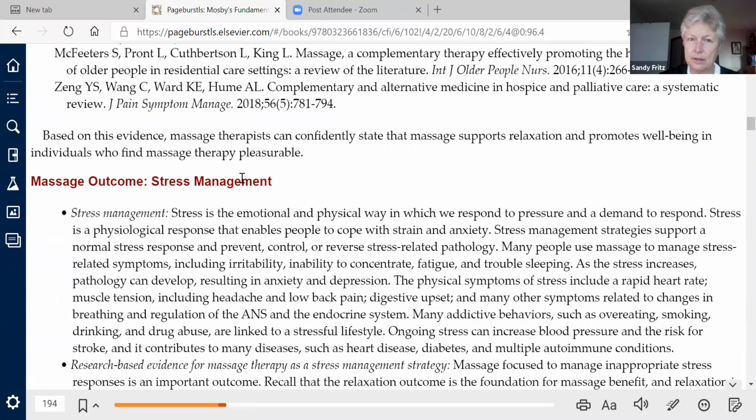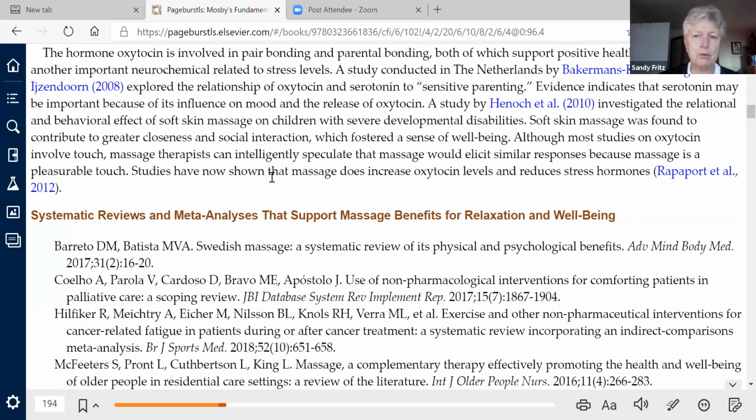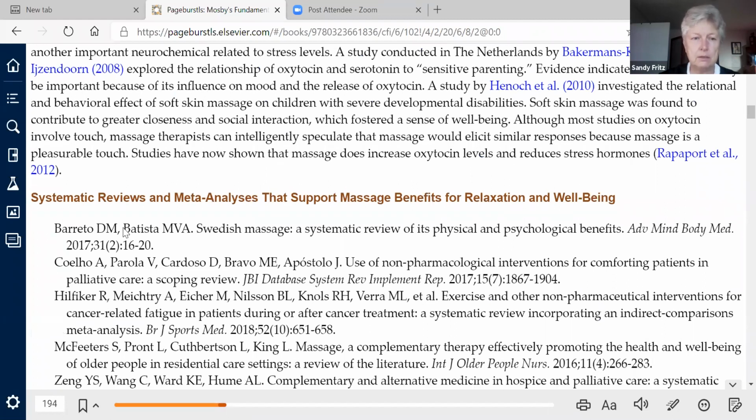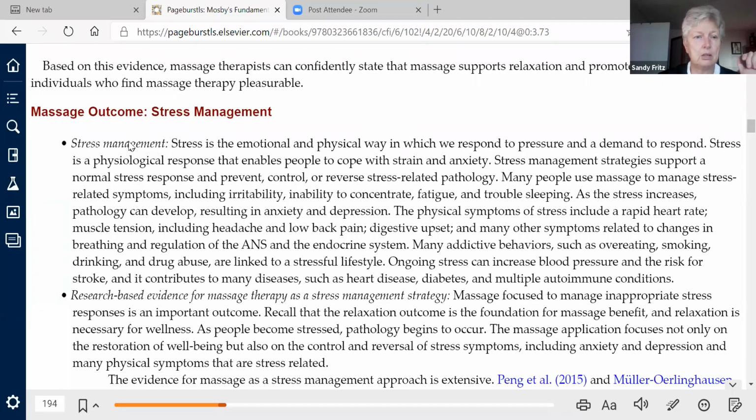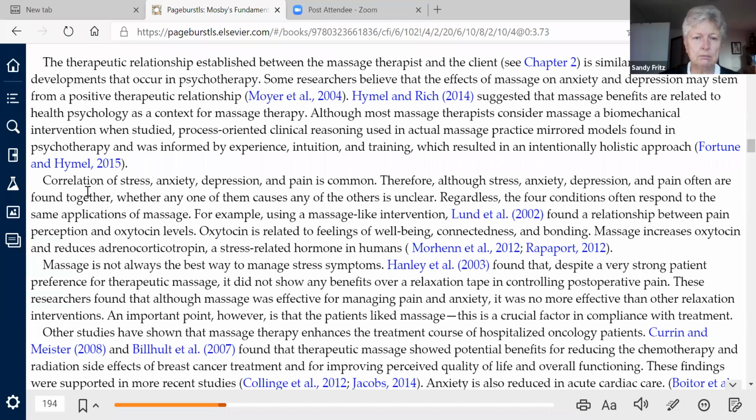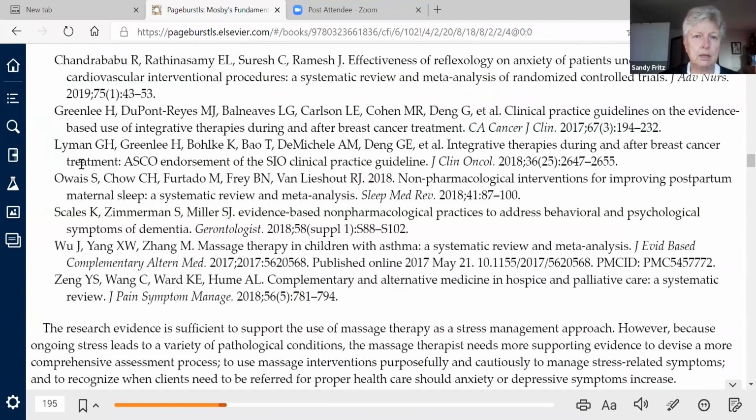Then we get into our stress management. And as I've said before, the outcome of relaxation and well-being actually has the strongest evidence, and stress management is right behind it. Followed closely now by pain management. So the same setup is here. And you want to look these up, read them for yourself.